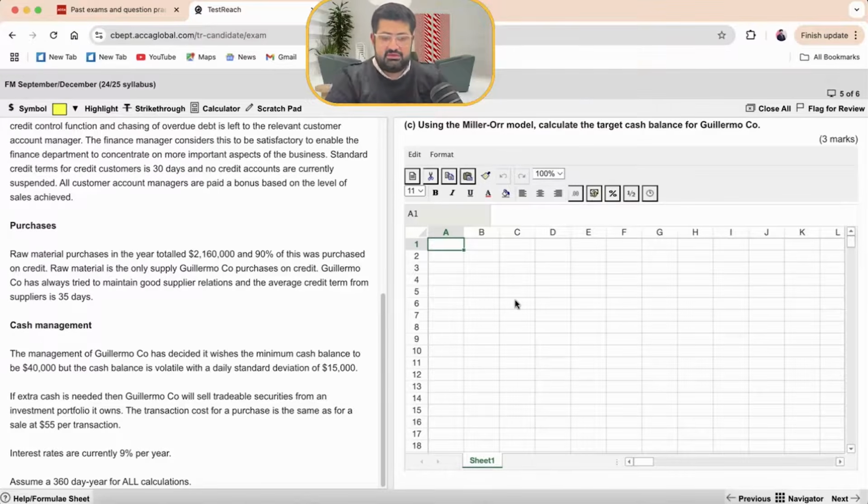Now the point is target cash balance. How to calculate? For that purpose, we need to calculate, I'm sorry, the spread. So target cash balance they are asking for, and for that they have given standard deviation.